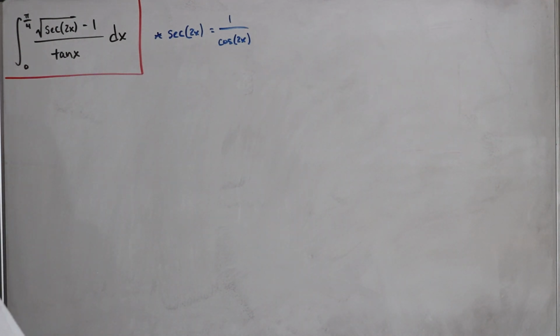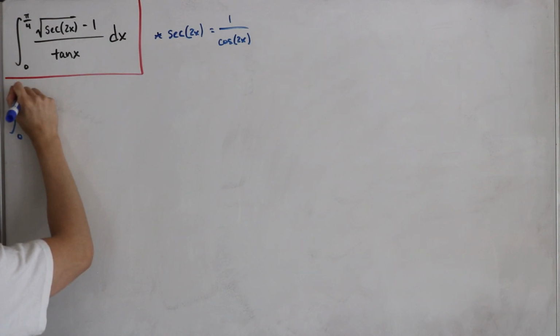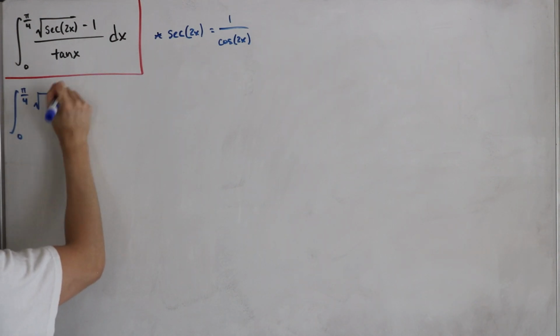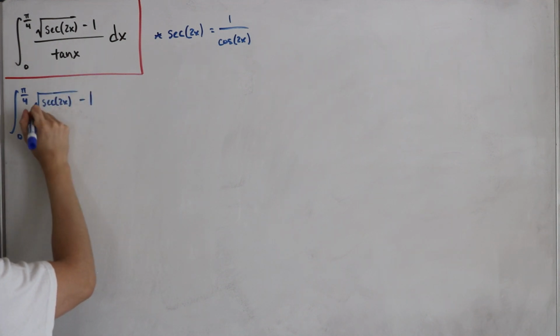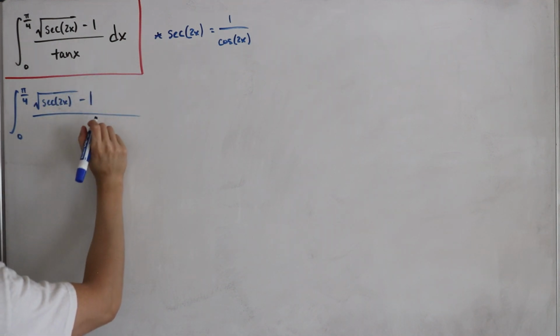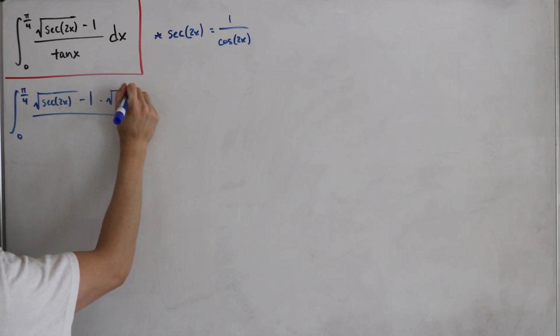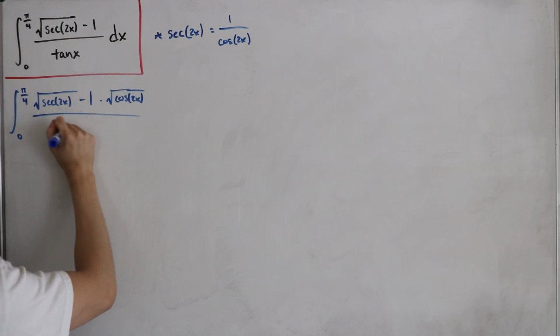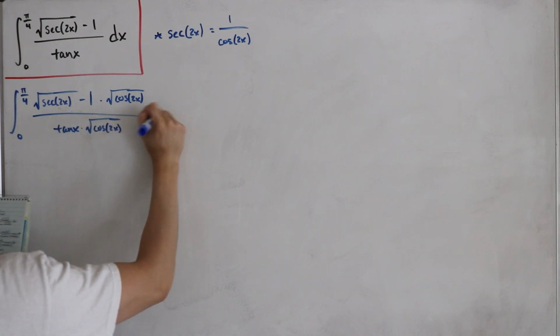So let's now start with the integral that we're given. From 0 to pi over 4, the square root of secant of 2x, subtract 1, divided by tangent x. And then what I'm going to do here is multiply and divide by the square root of cosine of 2x, in both the numerator and denominator, just like so. And then follow up with dx.